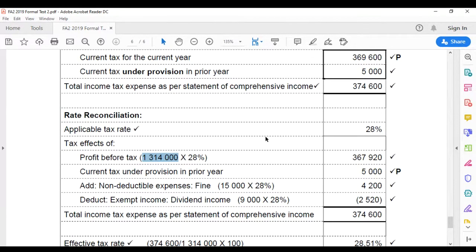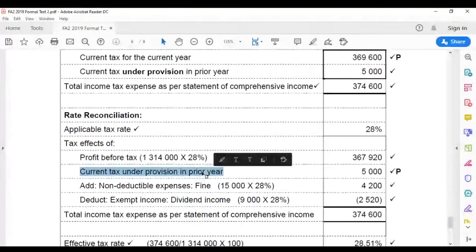The second thing that we must bear in mind, besides our tax calculation, is this little matter of an under provision last year that we had to correct in this year's books of accounts. So the first line, the third line, the fourth line, that all comes from your tax calculation. But that little line there, we must remember, does not have to do with this year's tax calculation. It has to do with an under provision relating to last year's tax calculation.